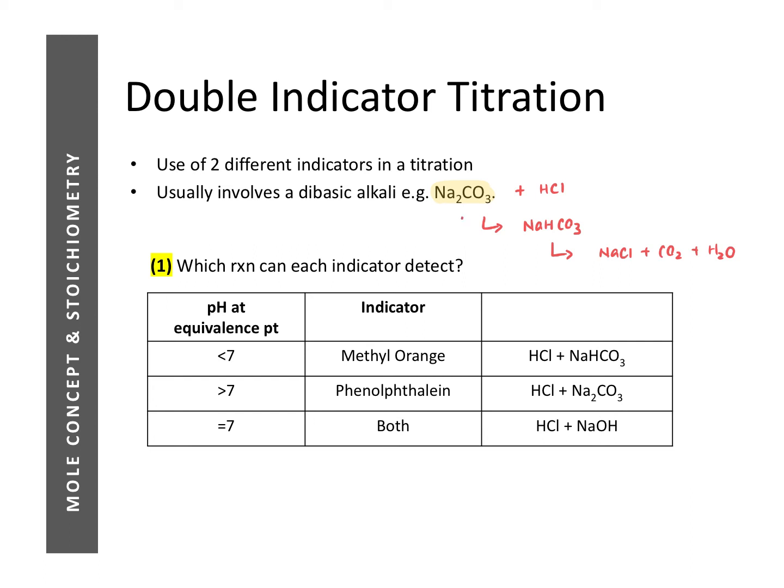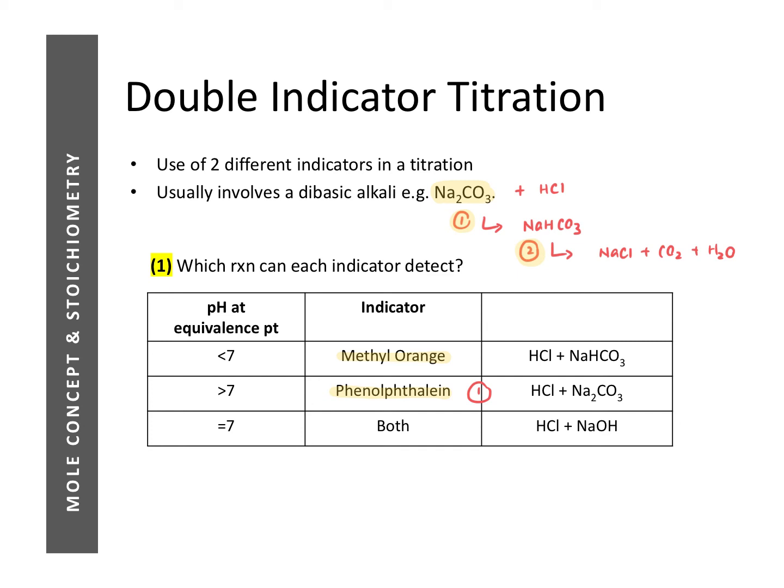Okay, so there are two endpoints. Now take note that if you are using methyl orange as the indicator, when it changes color, it would have detected the second endpoint already. So meaning all your sodium carbonate has already been converted to sodium chloride. If we are using phenolphthalein, when phenolphthalein changes color, it will indicate the first endpoint only. All right, meaning when phenolphthalein changes color, it means that all your sodium carbonate has been converted to sodium hydrogen carbonate.